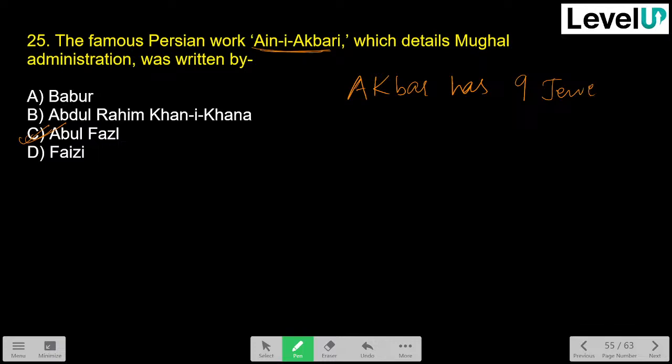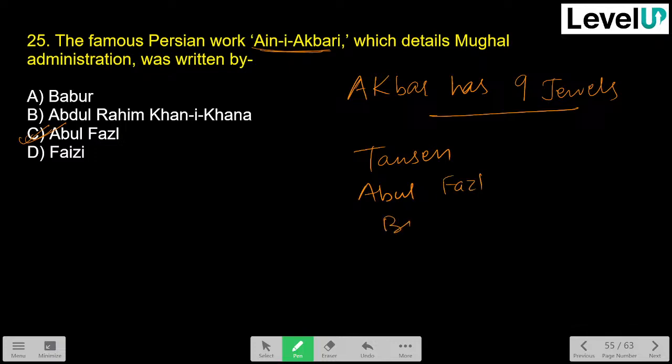Akbar had 9 jewels, right? Among them you have some important names: Tansen, Abul Fazl, Birbal. You have actually heard his name quite often. Next is Todar Mal. He was a revenue minister. Abu Fazl was the poet. Tansen was the musician, right?